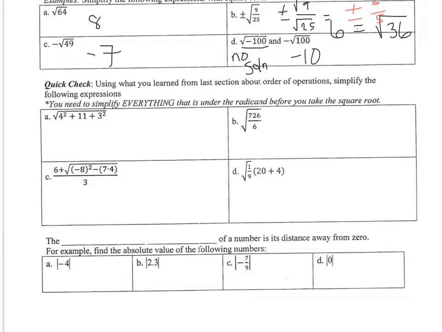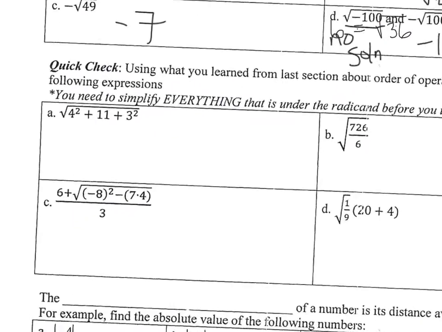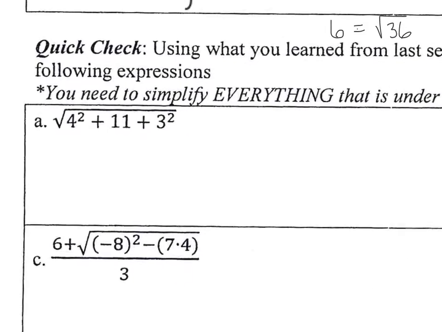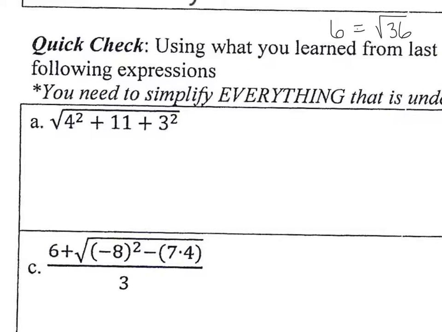So now we're going to try to evaluate with square roots. When you have a square root, you treat it almost like a grouping symbol. So I'm going to do everything underneath the grouping symbol first. So this is going to be 16 plus 11 plus 9. Now I'm going to group 11 and 9 together to be 20. So this is actually the square root of 36, which is 6.